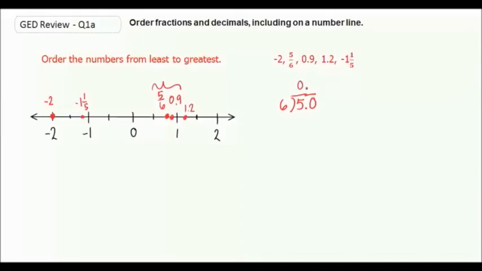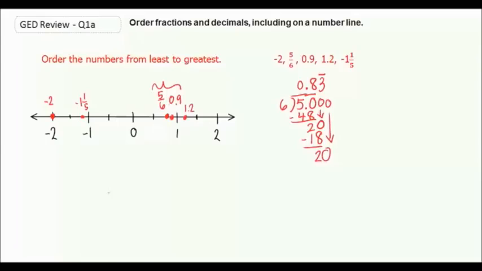6 goes into 50 8 times, which is 48. Subtract and get 2. Bring down another 0. 6 goes into 20 3 times, which would be 18. 2, if you bring down another 0, and that's just going to repeat. Okay, so comparing 0.9 and 0.83 repeating, this would come first, which means 5/6 is smaller than 0.9.